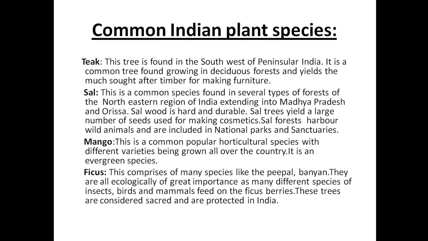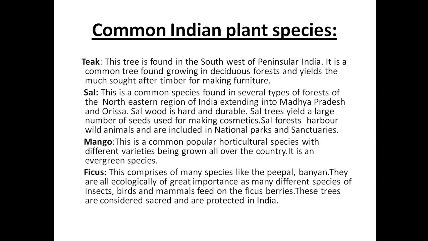The sal. This is a common species found in several types of forests of the northeastern region of India, extending into Madhya Pradesh and Orissa. Sal wood is hard and durable and it is used for making cosmetics. Sal forests harbor wild animals and they are also found growing in national parks and sanctuaries. We all know the mango is a common popular horticultural species with different varieties being grown all over the country, and it is an evergreen species.